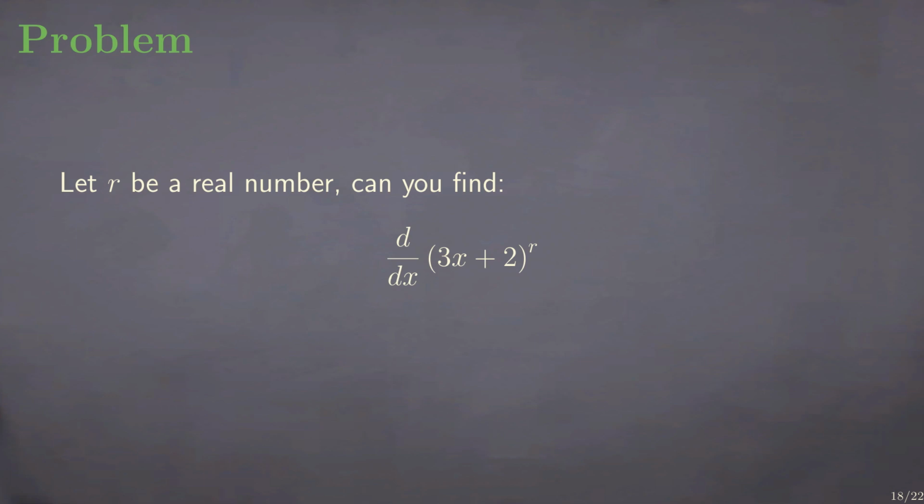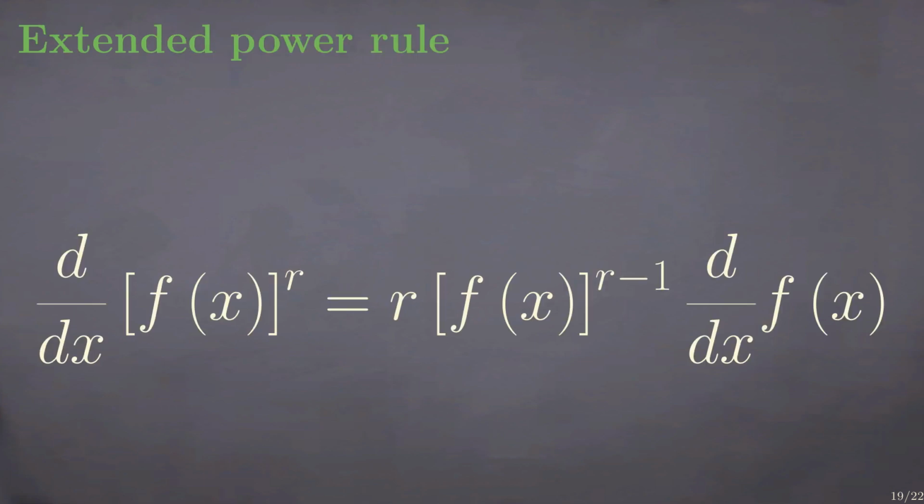And this actually gives us a general fact about the extended power rule, meaning that if you want to take the derivative of f(x) power r, then using the chain rule, that is the product of r times f(x) power r minus 1 times the derivative of f of x, that's all.